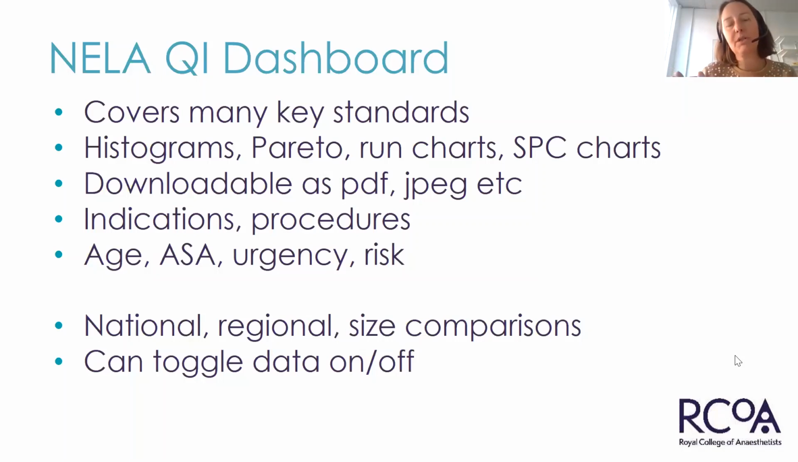So we've taken all the participants in NELA and roughly divided you into one of four quartiles based on the number of beds in the hospital, so that you can see, for example, we know that the larger hospitals struggle with admission to critical care more than smaller hospitals do.